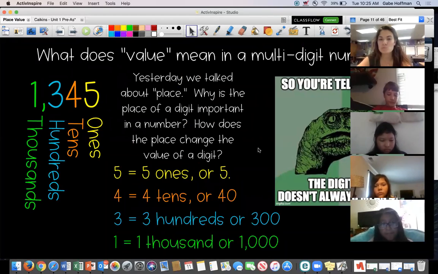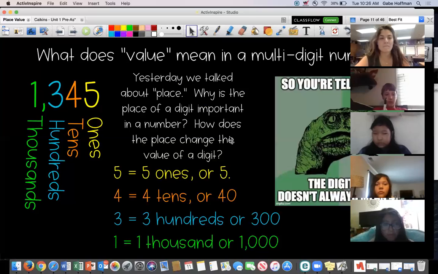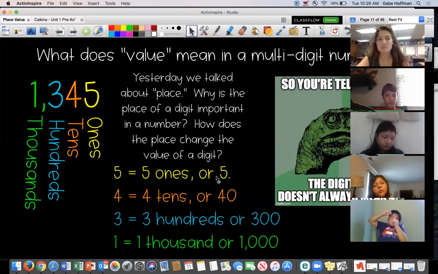So I have the question, what does value mean in a multi-digit number? So yesterday we talked about place. Why is the place of a digit important in a number? And how does that place change the value of the digit? So it's important for us to know the place because the place tells us what it's actually worth. So if you look, for example, what number is in the ones place? Go ahead and just unmute yourself and you can tell me. In my number, 1,345, what number is in the ones place? 5. Right? You can see right down here that the 5 equals 5 ones, and that's worth 5, right? 5 ones is worth 5.